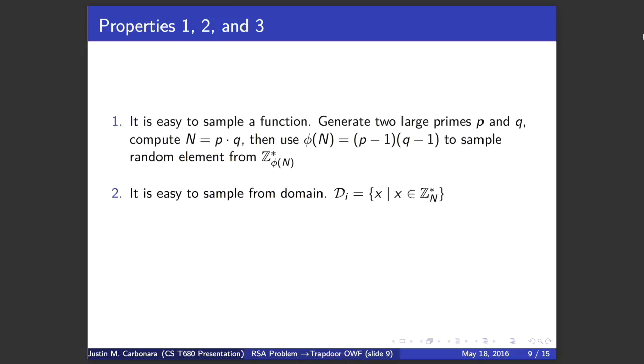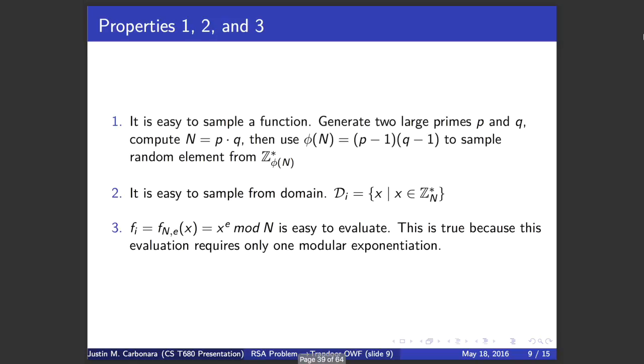Property 2, it's easy to sample from the domain. The domain is x such that x is an element of Zn star. Property 3, the RSA function f_i(x) = x^e mod n is easy to evaluate. This is true because this evaluation requires only one modular exponentiation.